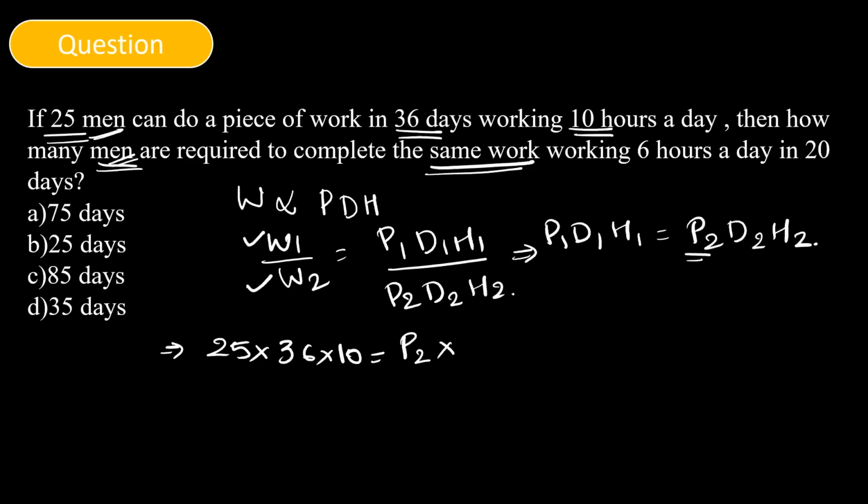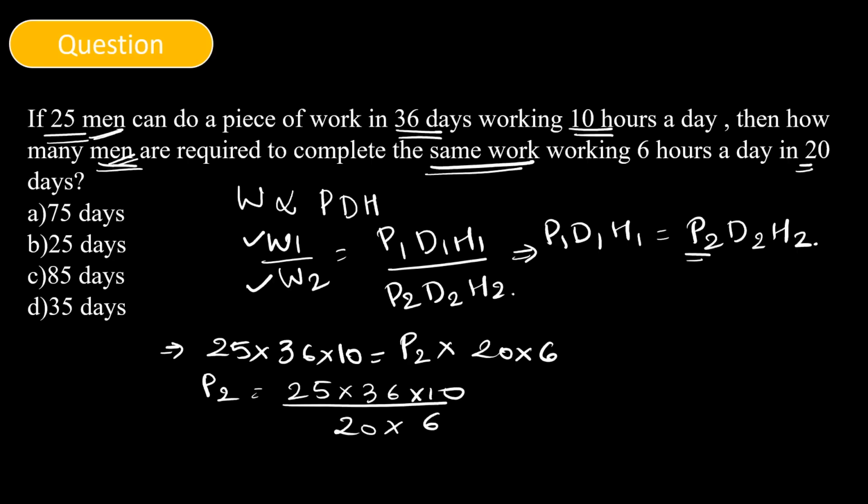D2 is the number of days, 20 days, and H2 is 6 hours. So from this we get P2 as 25 into 36 into 10 divided by 20 into 6, which is equal to 75. This is not days. Number of men required, that is 75. This is the correct answer.